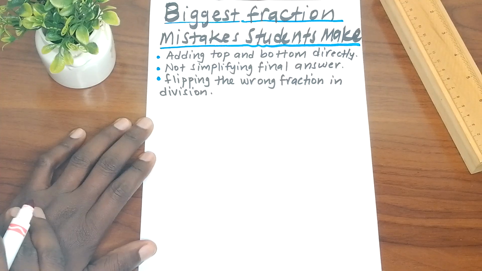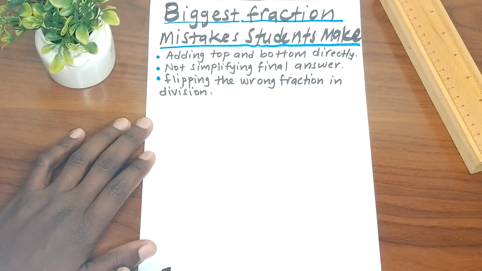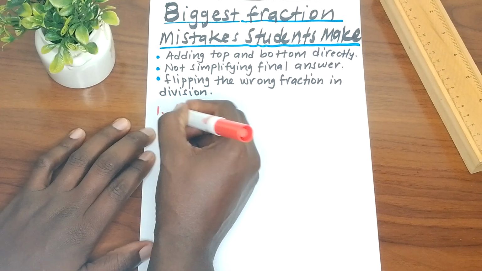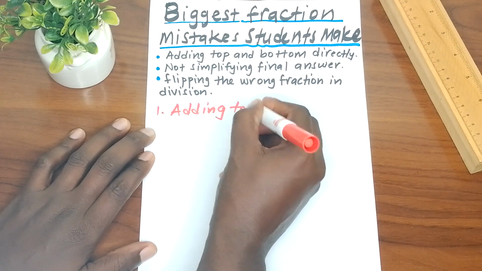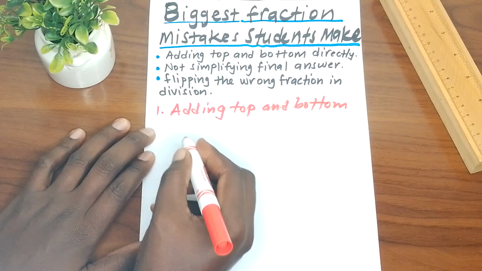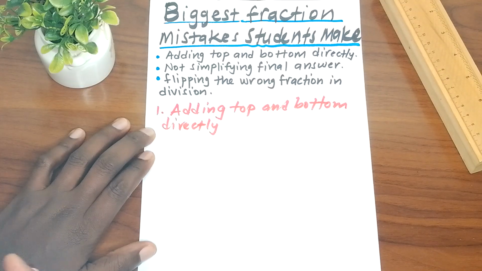Once again, we are looking at the biggest fraction mistakes that students make. Have you been still failing fractions? Fix this. Number one mistake is adding the top and the bottom numbers directly. That is an example. Here we are going to take from this mistake of adding top and bottom directly, like we have numerators and denominators.